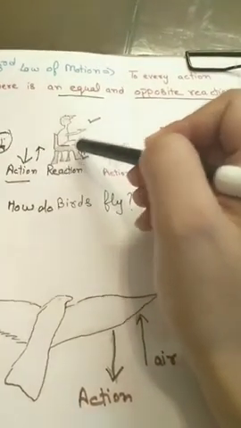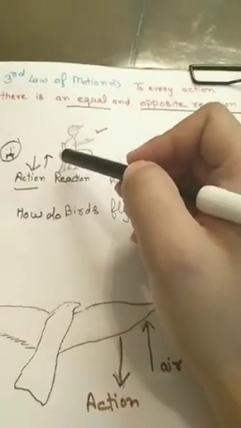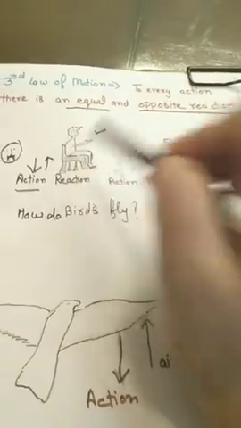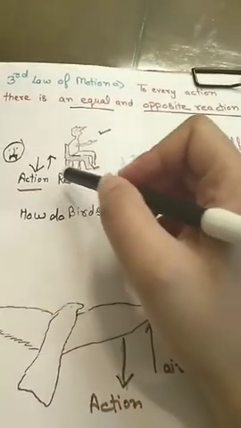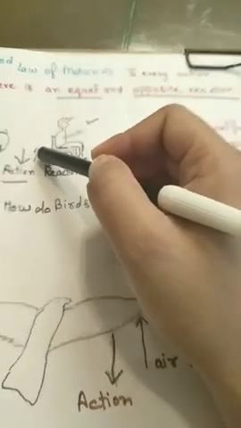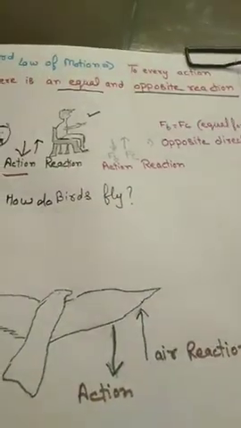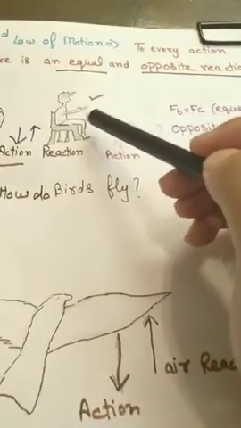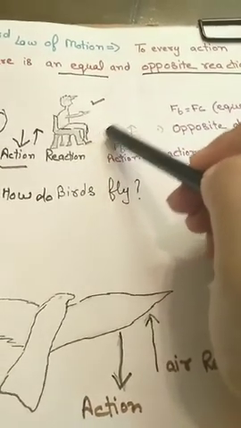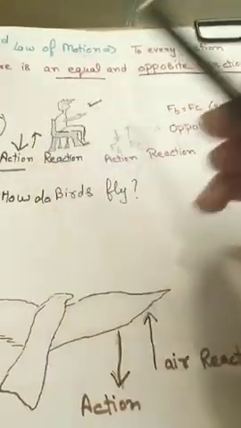We have a boy sitting on the chair. Now you will see the boy is applying force in the downward direction so that he is able to sit on the chair. But in reaction, the upward force is applied by the chair, which helps the boy to sit on it. So in this case, action force is applied by the boy in the downward direction, and reaction force is applied by the chair in the upward direction.